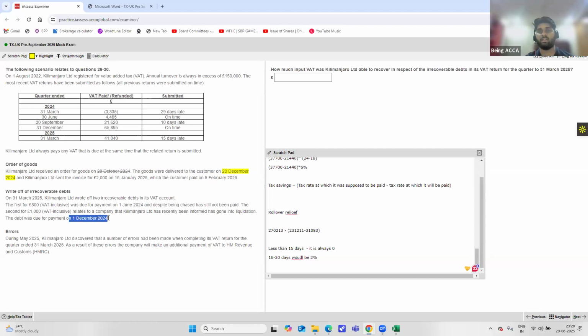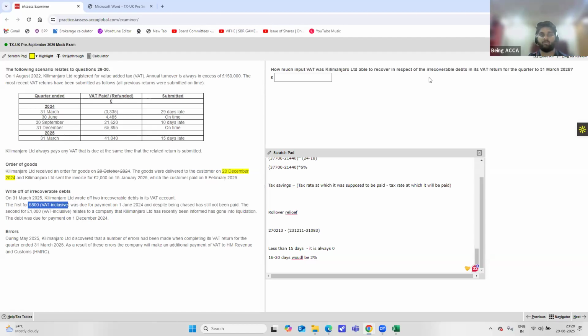So when can an irrecoverable debt, VAT debt, be written off for VAT purposes? It should be exceeding 6 months, that is, 6 months has passed from the due date. That has not been the case for 1st December, because we're still at 31st March 2025. So for that reason, you will not be able to recover the second irrecoverable debt. Here it says 800 is a VAT exclusive price.